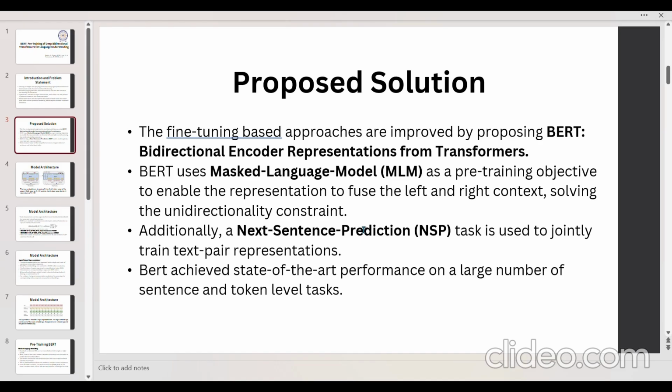Here, this is used to fuse the right and left context, and this solves the problem of unidirectionality. Additionally, a next sentence prediction task is also used to jointly train the text pair representations. In masked language modeling, a number of words in the input are randomly masked, and the task is to predict the word according only to the context. In the next sentence prediction, two sentences are given, and the model is asked to predict whether the second sentence follows the first one or not. During the experiments conducted, BERT received state-of-the-art performance on a large number of sentence and token level tasks.